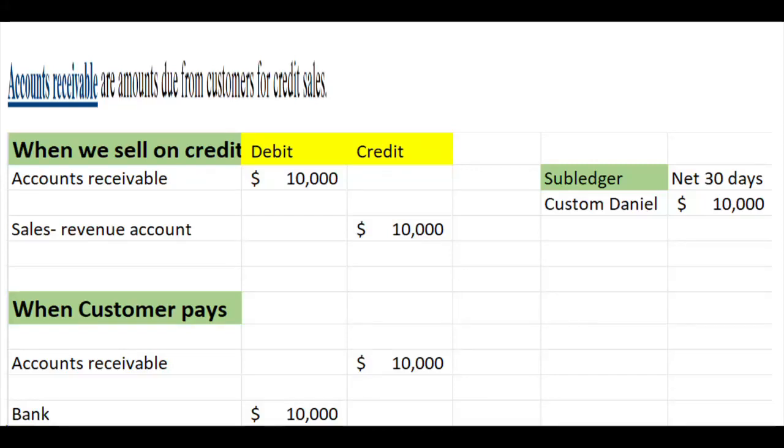Accounts receivable. Accounts receivable are amounts due from customers from credit sales. When we sell $10,000 to customer Daniel on credit, we debit accounts receivable, then credit sales, which is a revenue account. Customer Daniel will be part of the sub-ledgers list. When customer Daniel pays, we debit bank, then credit accounts receivable.